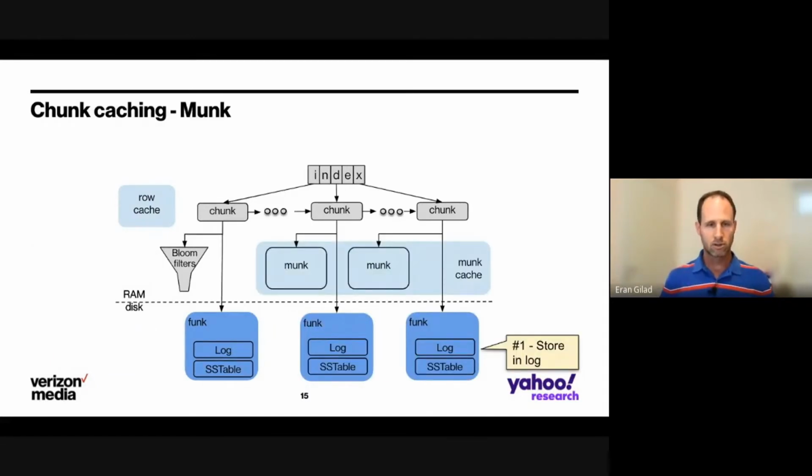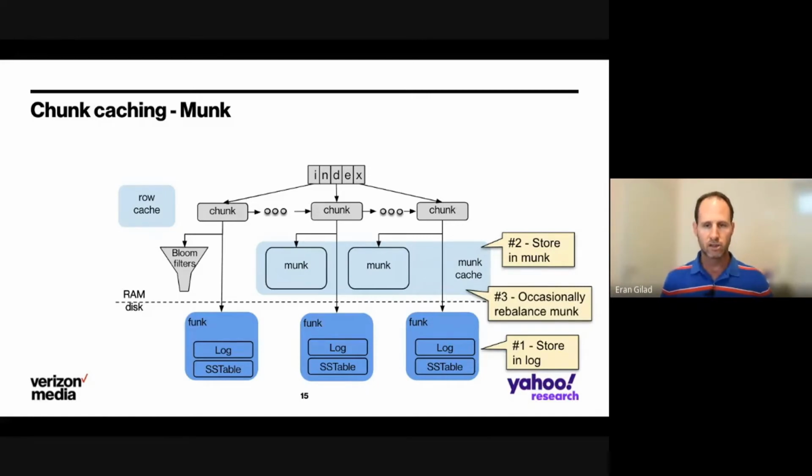Now, certain chunks might be very popular or very hot, in which case we'll create a memory cache we call a munk. A munk stores the complete key range that's also stored in the SS table and the log, namely all the keys and values that are stored within that chunk. So when we store a key or update a key in a certain chunk, that key is first stored in the log with its value, again, for persistence. And then it is stored in the munk.